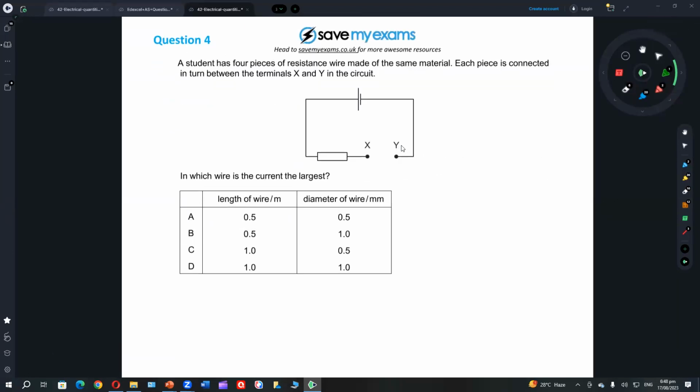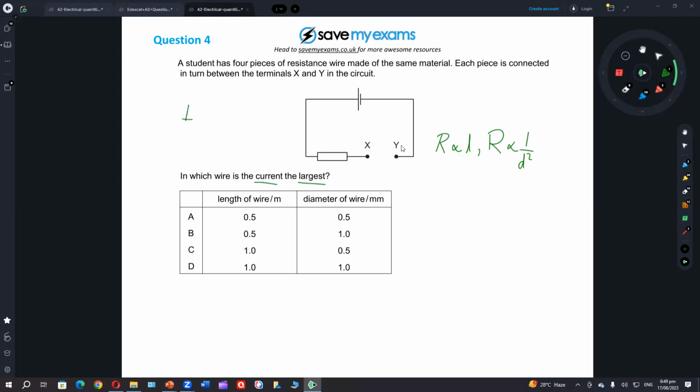A student has 4 pieces of resistance wire made of the same material. Each piece is connected in turn between the terminals X and Y in the circuit. Which wire gives the current largest? Resistance is proportional to length. Resistance is inversely proportional to diameter. He says current should be largest.